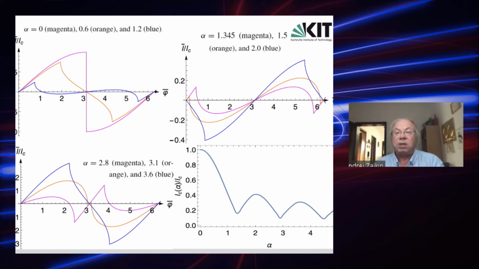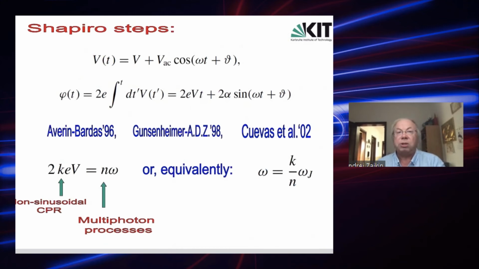But let me emphasize that here we do not have any Majorana states. And this observation that the supercurrent doesn't go to zero is a simple consequence of the non-sinusoidal current phase relation which you have in your system.